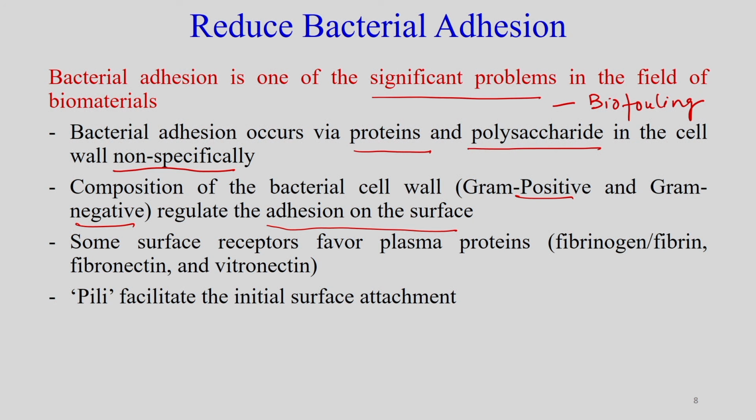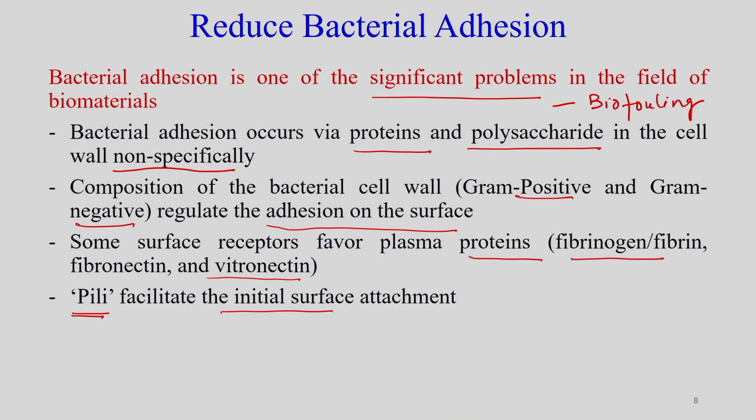Also, some surface receptors of particular bacteria favor binding to different adhesive proteins like fibronectin, vitronectin, fibrinogen, and a few bacterial species have pili, or you can say a pilus, on their outermost surfaces, which also facilitate the initial surface attachment. So, this is how the bacteria attach on the surface.